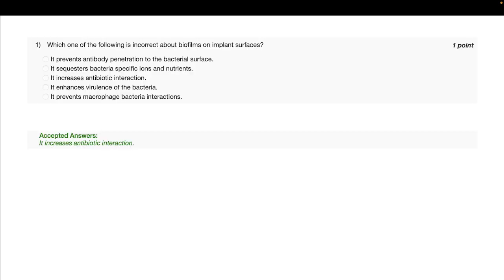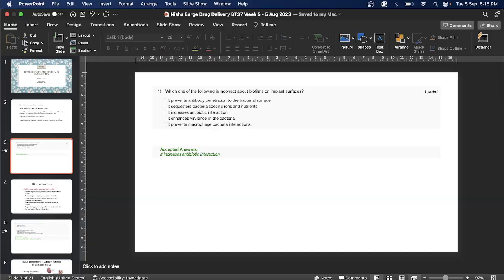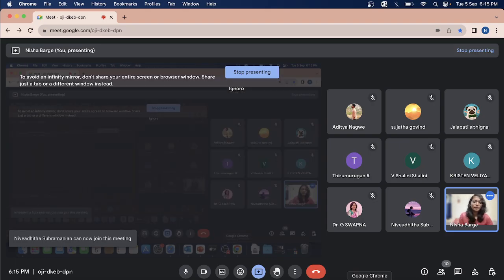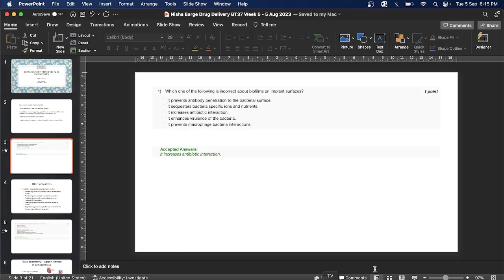So the question is asking us which is incorrect about biofilms on implant surfaces. So the right option is it increases antibiotic interaction, which is actually incorrect because it decreases the antibiotic interaction. Am I clear? Yes, madam. Yeah, anybody has a doubt in this? Thank you. Okay, so we can move on to the next question.